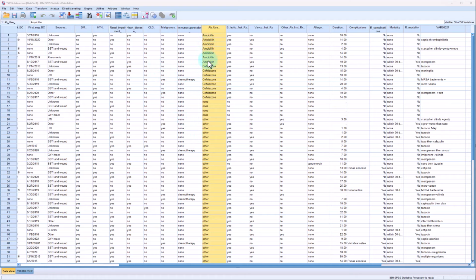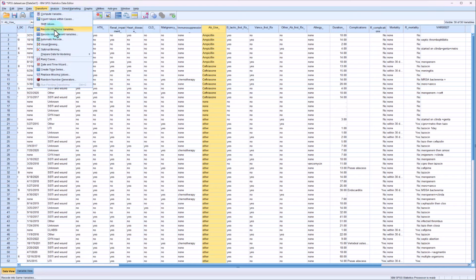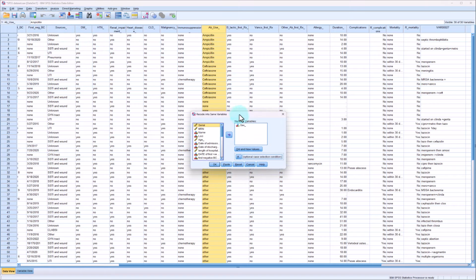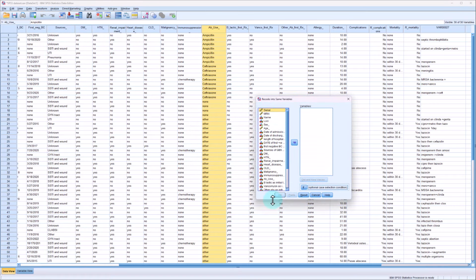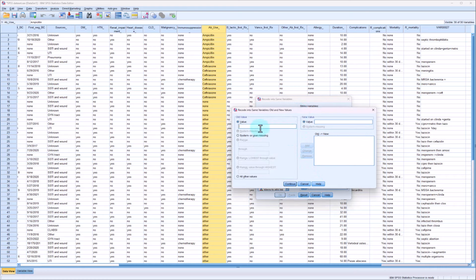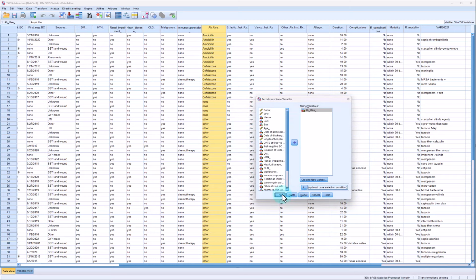I would need to recode this variable before performing a Kruskal-Wallis H test. So under transform, I would go to recode into same variables. Here I would reset this dialog box and take the antibiotic use variable to the variables box. Here I would write ampicillin and give it a value of 1, then ceftriaxone value 2, then none value 3, and then other value 4. Now I would click on continue and OK.